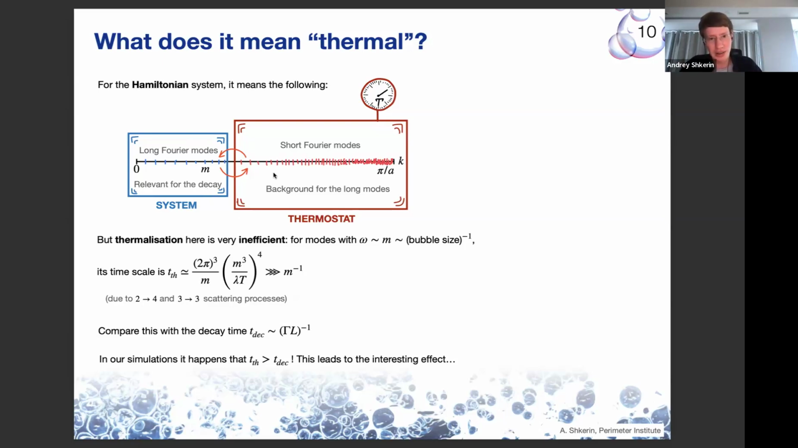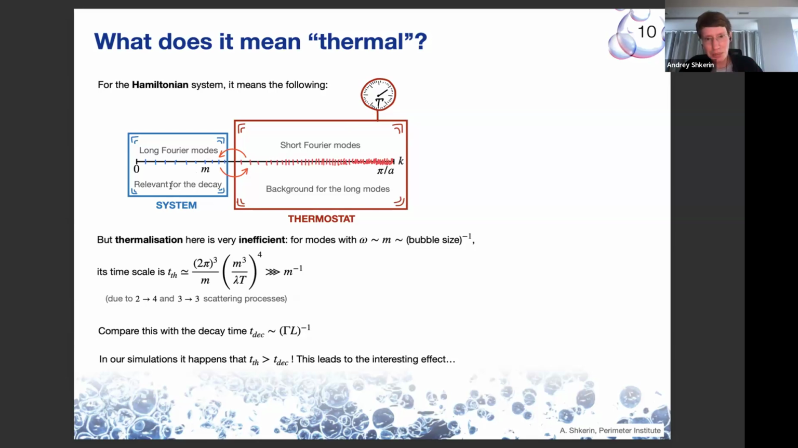The rest of the system, on the other hand, which contains short Fourier modes of the field, all modes up to the cutoff, which is set by the lattice spacing, do not participate directly in building this critical bubble. Instead, they provide the background for the long modes. So the short modes play the role of the thermostat. The big thermostat, which is supposed to keep our small but still macroscopic system in thermal equilibrium. So the big thermostat has a certain temperature, and the system is also supposed to have the same temperature.